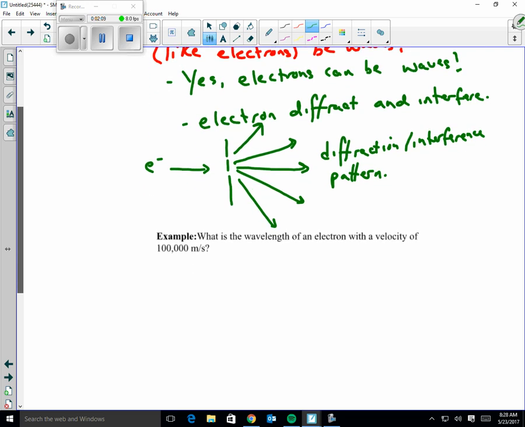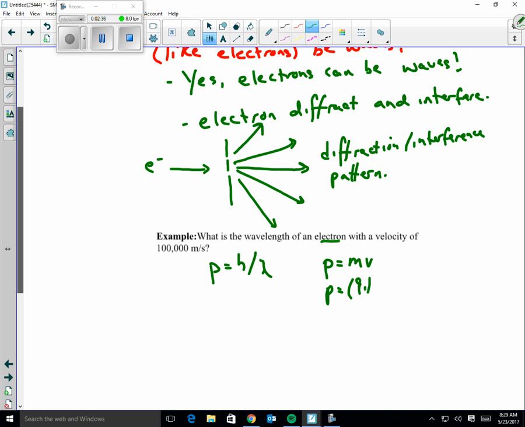So, if it does diffraction interference, if it's acting like a wave, it would have a wavelength. And we can use this same equation that we had for the momentum of a photon to find the wavelength of the electron. So if we have an electron and we have its velocity, we have to find its momentum. So p equals m times v.